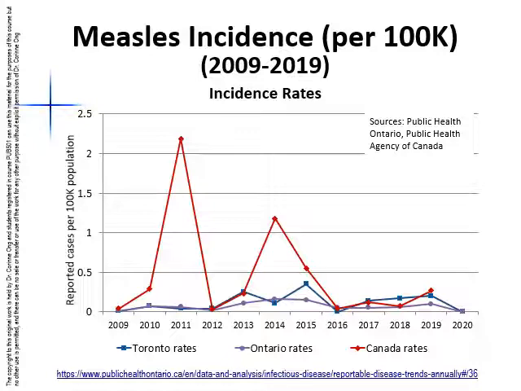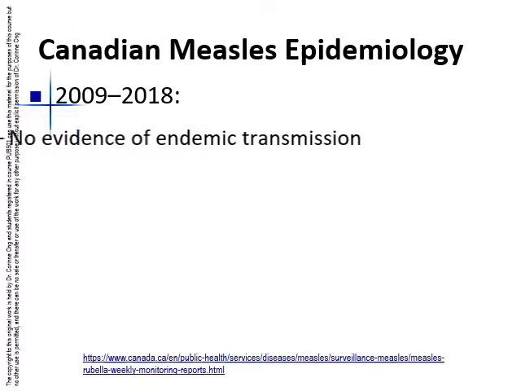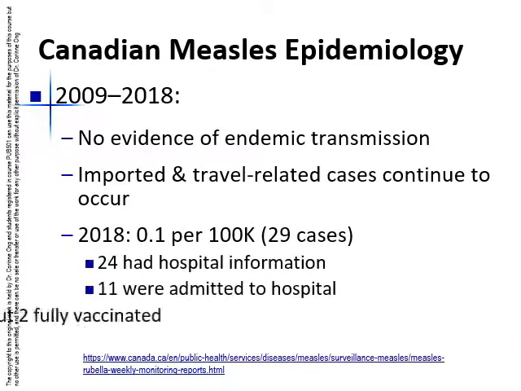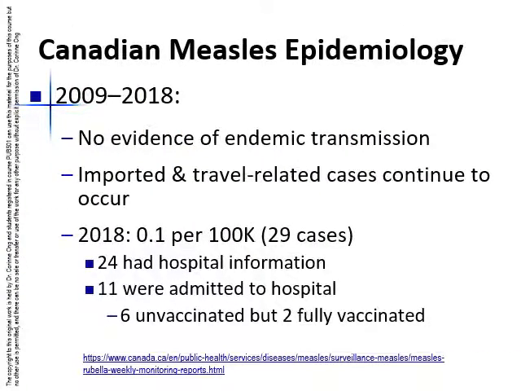The highest number of cases in Ontario was 22 in 2014 and 10 cases in 2015 in Toronto. As I mentioned in the last slide, Canadian reported rates in the past decade have been imported, and there has been no evidence of endemic transmission in Canada. The latest year with available annual data was 2018, during which the incidence rate was 0.1 case per 100,000, corresponding to 29 cases, which is below the median number of cases since the disease became reportable in 1998.